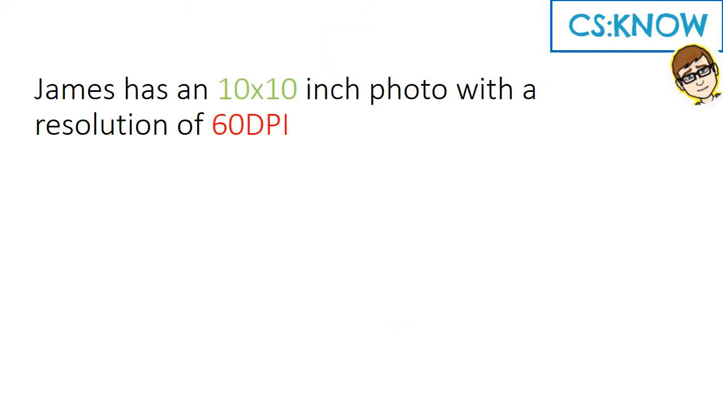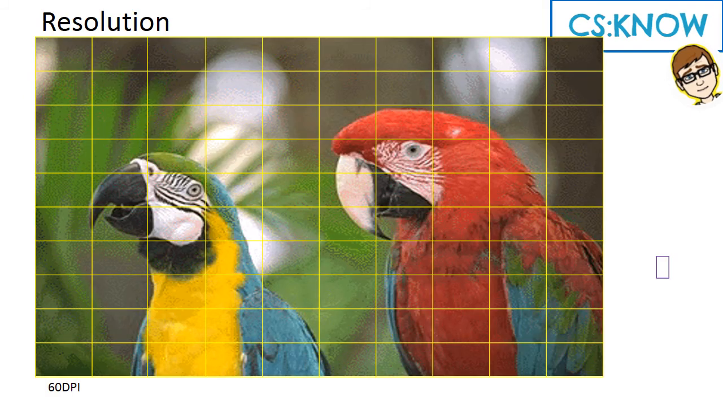So here we have a standard question where it tells us about resolution. So James has a 10 by 10 inch photograph with a resolution of 60 dots per inch. Resolution isn't about the quality of the image. Resolution in computer science is just referring to how many dots per inch there are. Now in a question they'll usually give you how many dots per inch and the measurements of the picture. So 60 dpi. So 60 dots per inch.